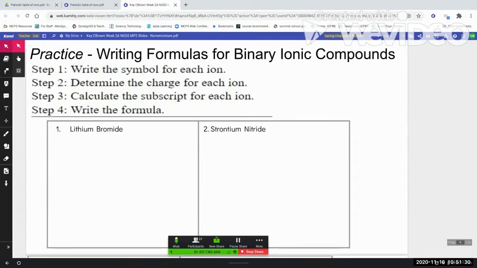So the first step is always write the symbol for the ion, determine the charge for each ion, and then we're going to calculate the subscript. So this means we're going to see if it's balanced. So check if it sums to 0.